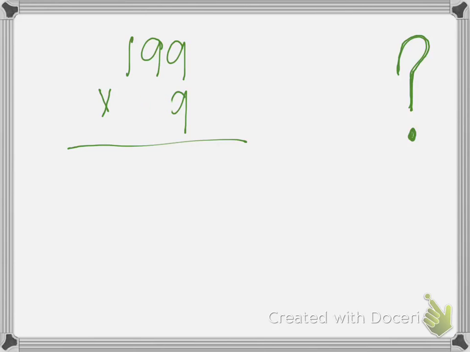I'm taking away the 9. I'll add them over here. And then I start. 9 times 9 is 81, drop the 1, carry the 8. 9 times 9 again is 81, plus 8 is 89. 9 times 1, that would give me 9, plus 8, 17.